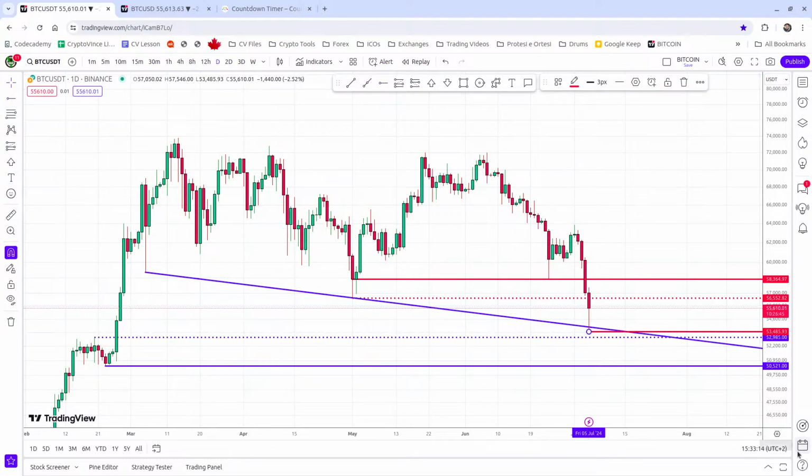reaching at this point in time 53.4. We are very close to that 50 level. I asked in the poll 50k. 65% of the channel was bearish on that, so you guys did a good job guessing. 65%, it's a pretty good percentage. Usually on the channel we're always 50-50.